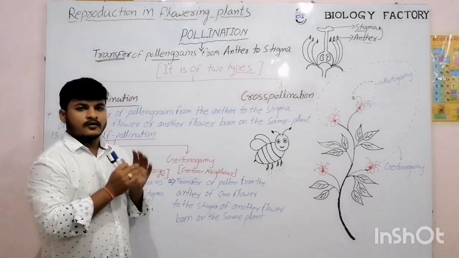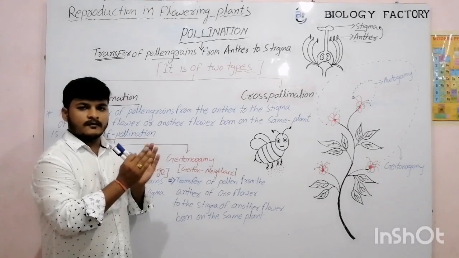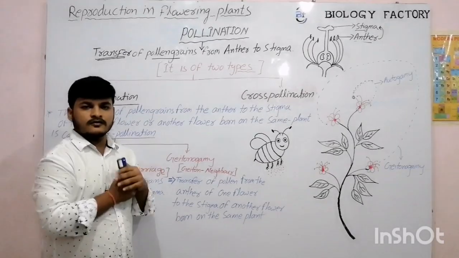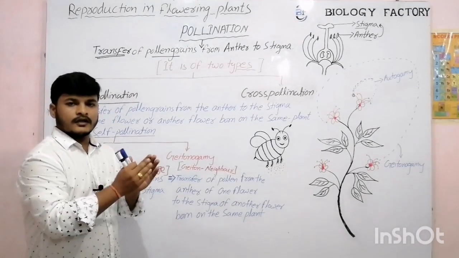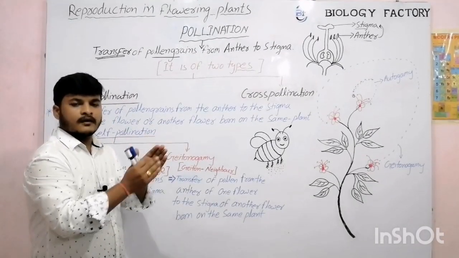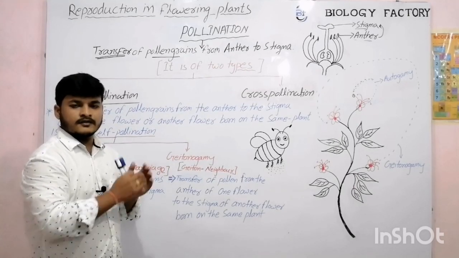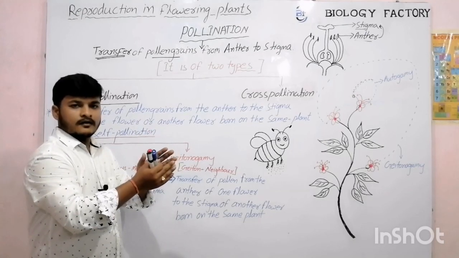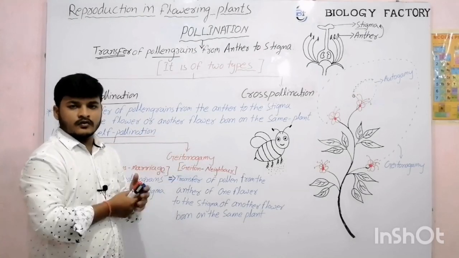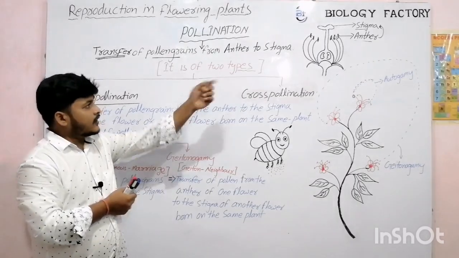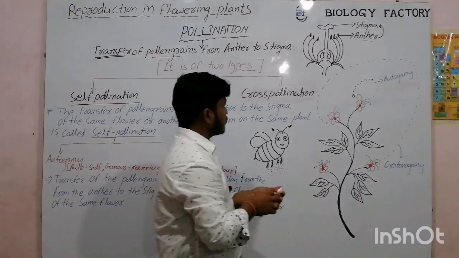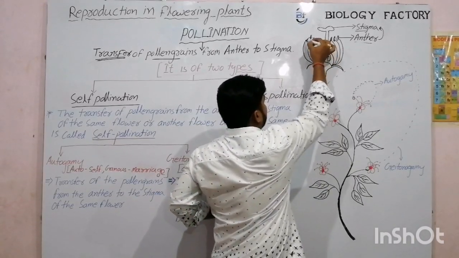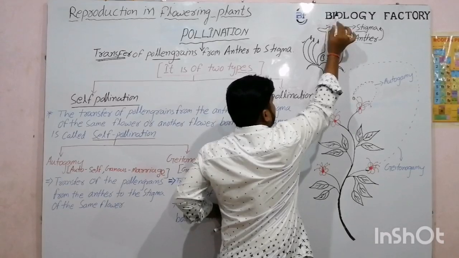In this session, we discuss these two. The simple term pollination tells you that the transfer of pollen grains from the anther to the stigma is otherwise known as pollination. That means the simple transfer process of the pollen grains from the anther to the stigma is pollination. So this diagram consists of two whorls, the male reproductive whorl and the female reproductive whorl. These are the male reproductive parts, and this is the female reproductive part.